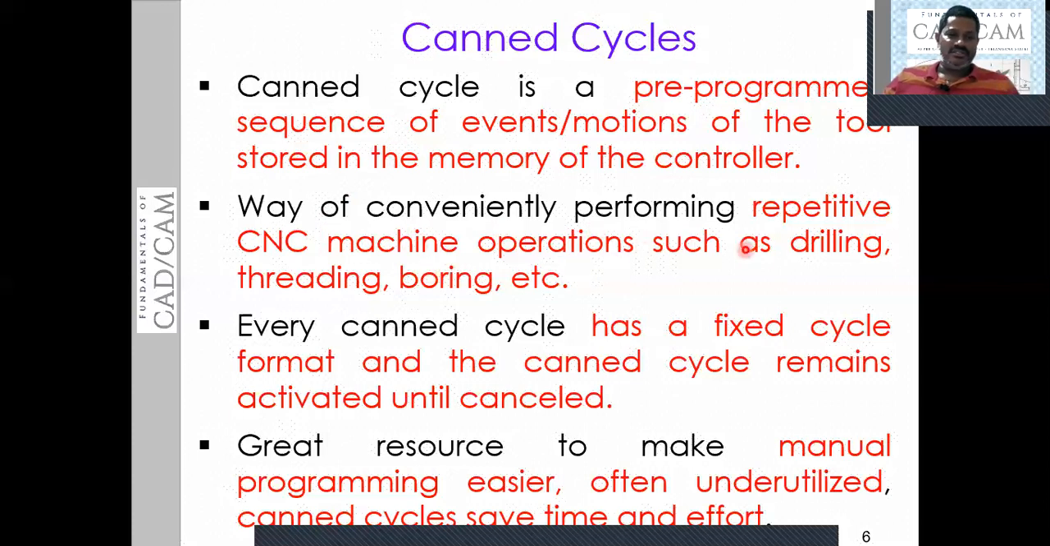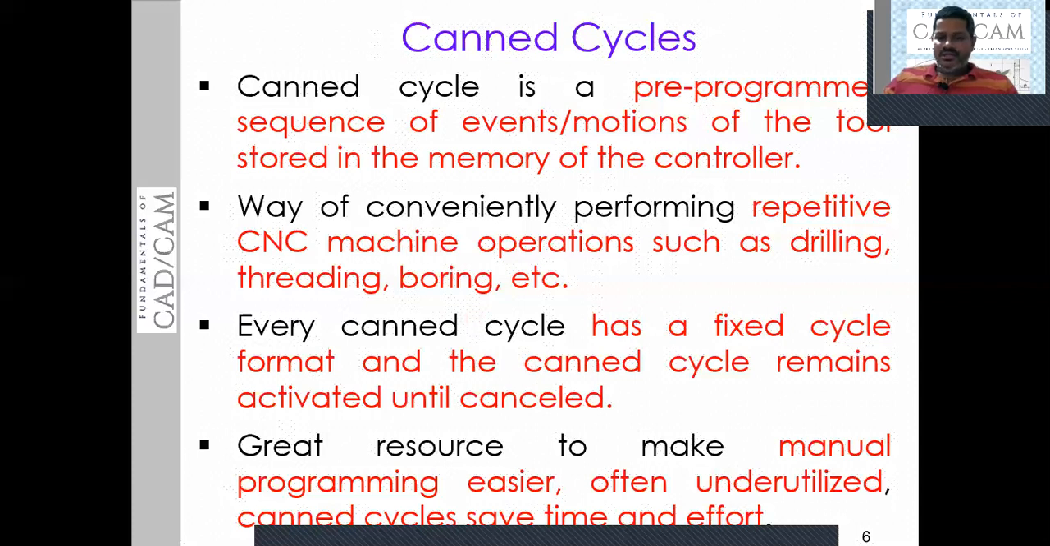As I said, it can be drilling, threading or boring, repeated any number of times using a cycle. Cycle means it comes back to the original position. Where you started, it will take some depth of cut or some radius, and again it will be re-operated. Every canned cycle has a fixed cycle format. The cycle for drilling, threading and boring are entirely different. There is no unique cycle to perform all operations. Every cycle has a unique syntax and format.